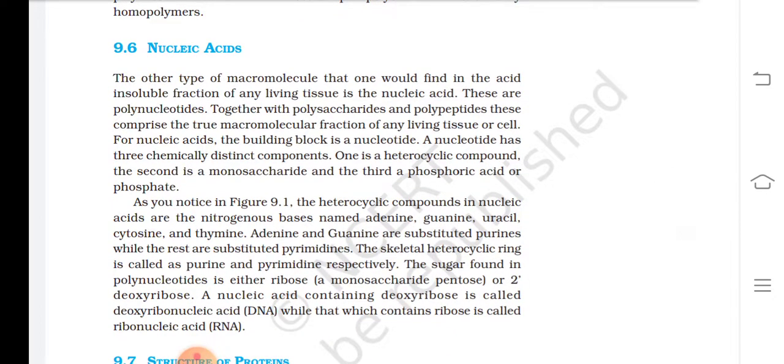9.6 Nucleic acid. The other type of macromolecule that one would find in the acid insoluble fraction of any living tissue is the nucleic acid. These are polynucleotides. Together with the polysaccharides and polypeptides, these comprise the true macromolecular fraction of any living tissue or cell. For nucleic acid, the building block is a nucleotide. A nucleotide has three chemically distinct components. One is a heterocyclic compound, the second is a monosaccharide, and the third is a phosphoric acid or phosphate.